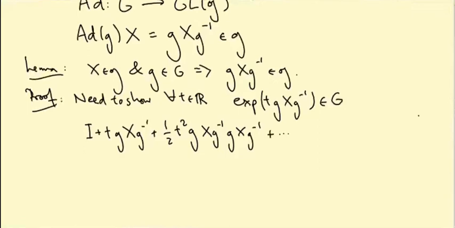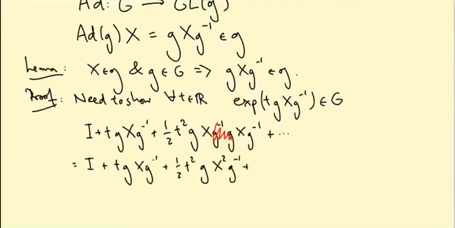And now you can see what happens. This g inverse hits this g and they go away. And I'm left with identity plus t gxg inverse plus a half t squared gx squared g inverse plus dot dot dot. And this cancellation happens in every single term all the way along. I'm always left with gx^n g inverse. So in other words, what I get is g exp(tx) g inverse. Just take the g's outside the exp, miraculously.